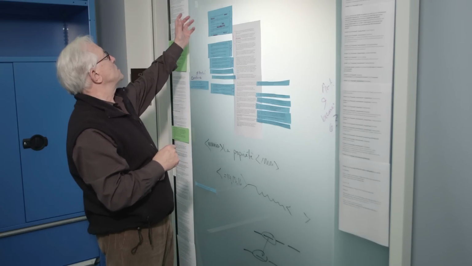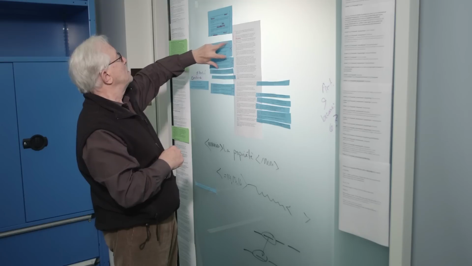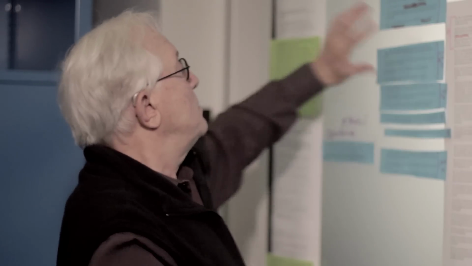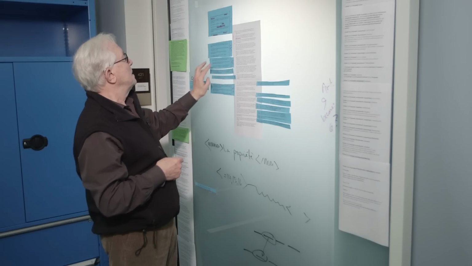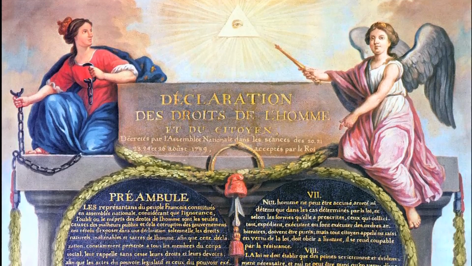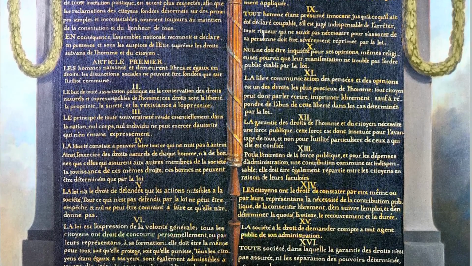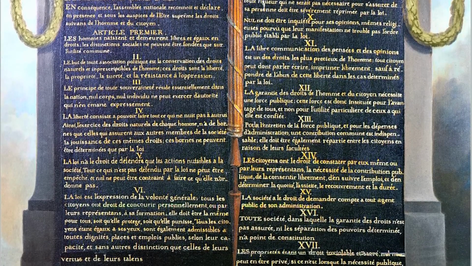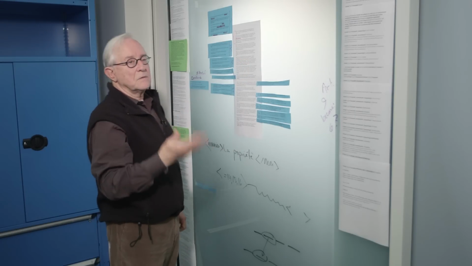What's interesting here, for example, is that this whole set of articles here from the draft layer discussion simply gets thrown out. Then they have this article here, 3 articles, which become Article 6, which is perhaps the most famous, well, the most famous article of the Declaration of the Rights of Man is this one. Men are born and remain free and equal in their rights. Social distinctions can only be founded on common utility.